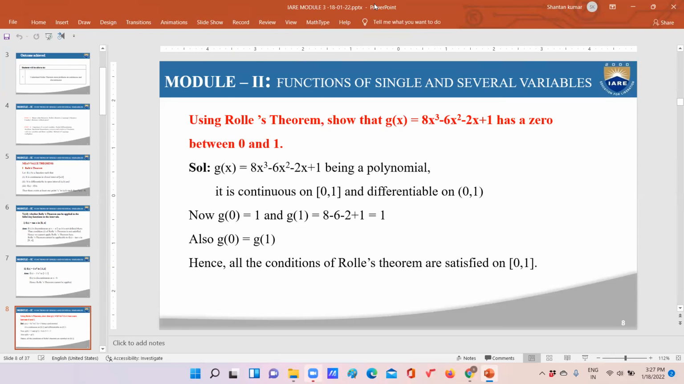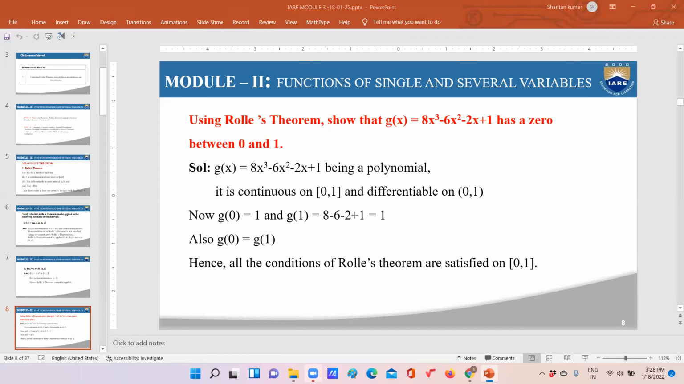What is the remaining part? Tell me, what is the remaining part in this? Find the value of c, sir. Find the value of c. How to find the c value?